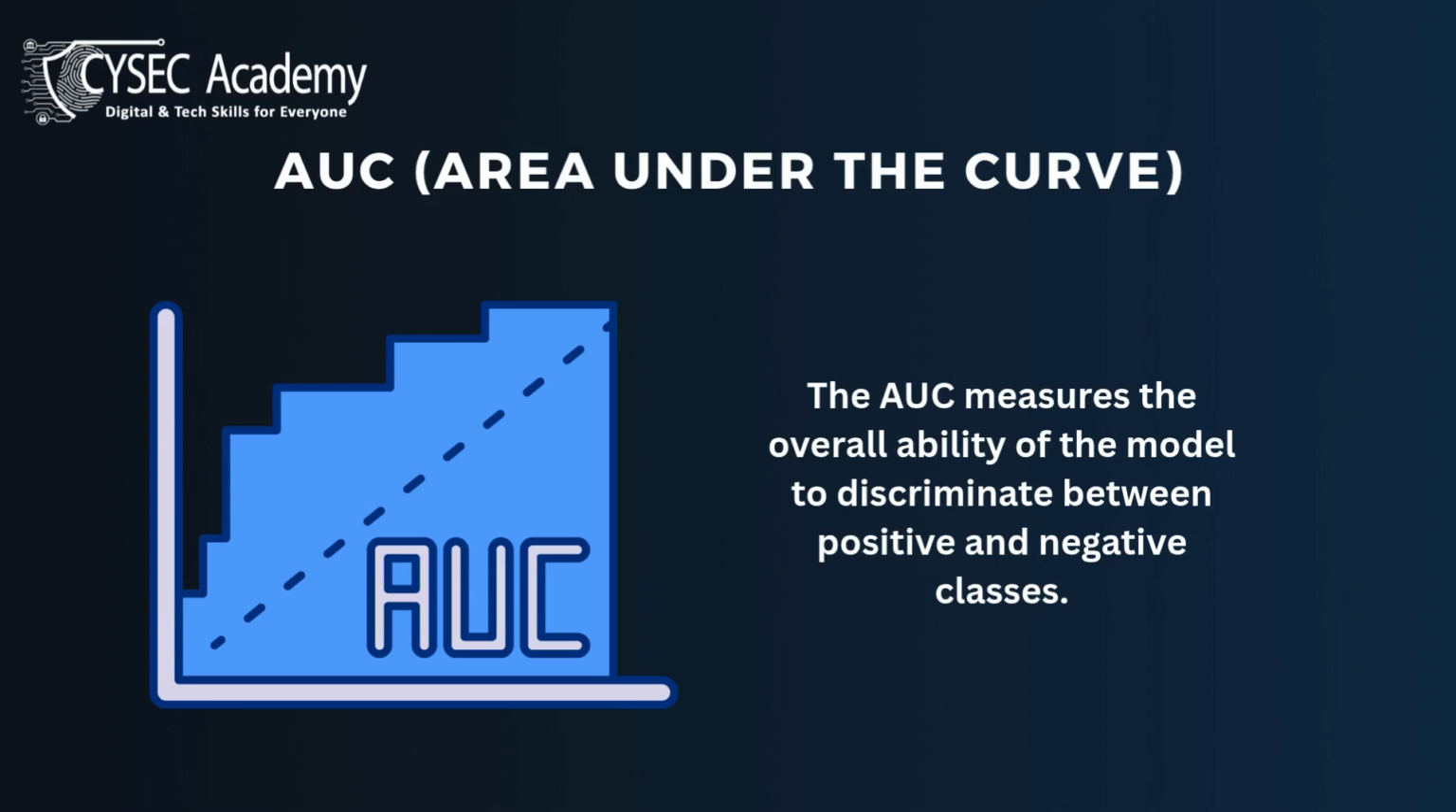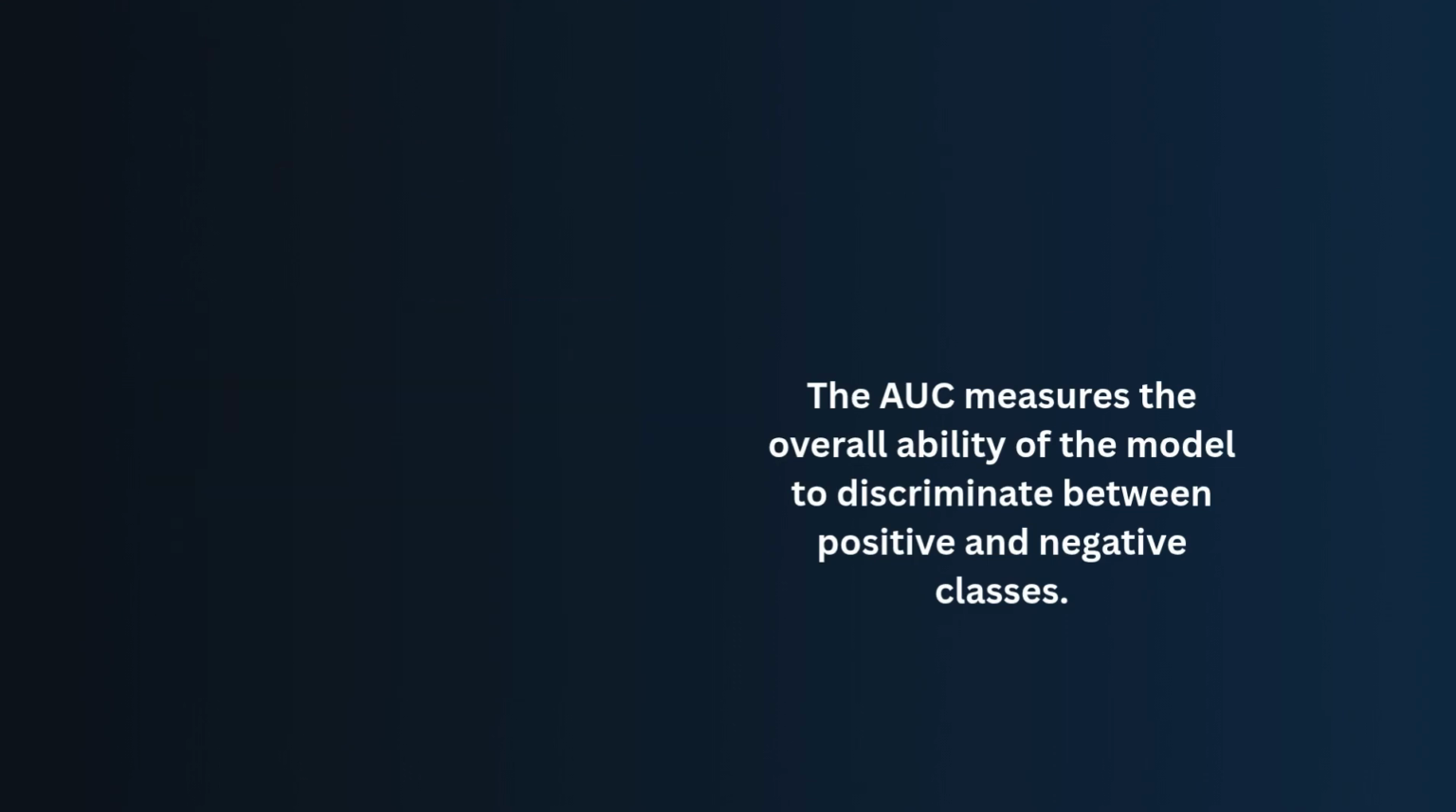Interpretation. AUC equals 1. Perfect model with complete separation between classes. AUC equals 0.5. Model with no discriminatory power, random guessing. AUC less than 0.5. Model performing worse than random guessing.